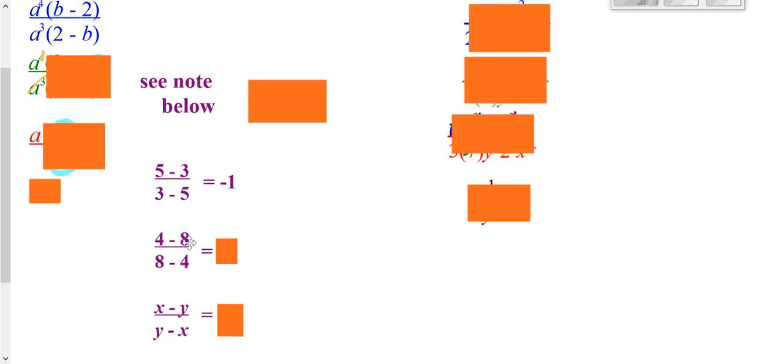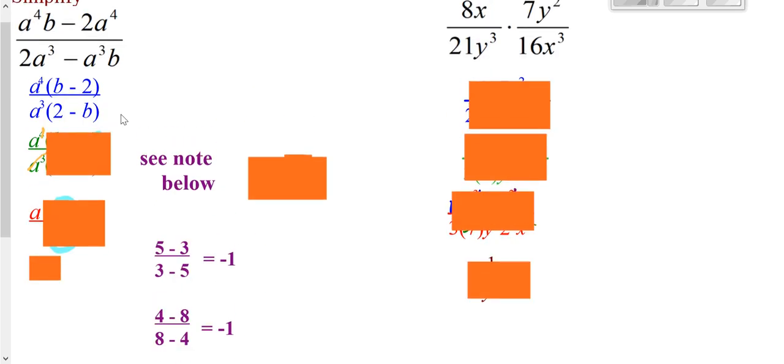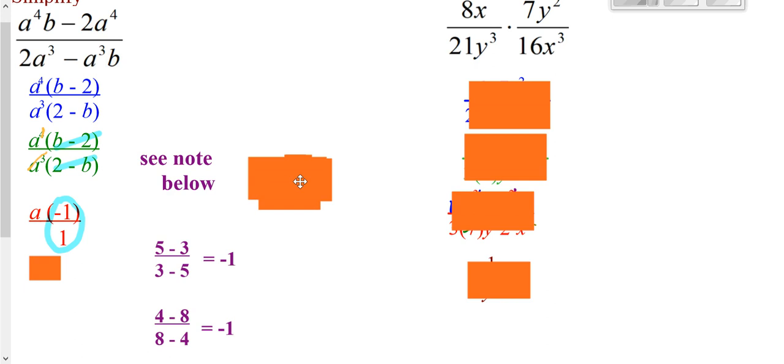Or suppose you consider 4 minus 8 over 8 minus 4. That's negative 4 over 4, which is still negative 1. So when the top and the bottom are switched around the minus sign, it's really just simplifying to negative 1. So we can cross these out and put a negative 1. And then negative 1 times a is negative a.